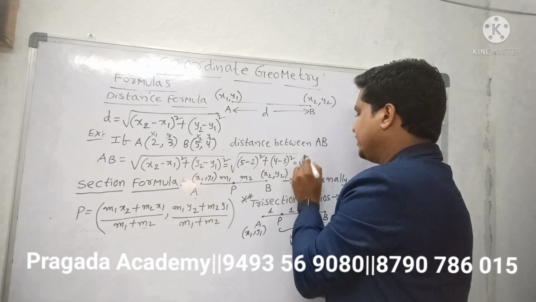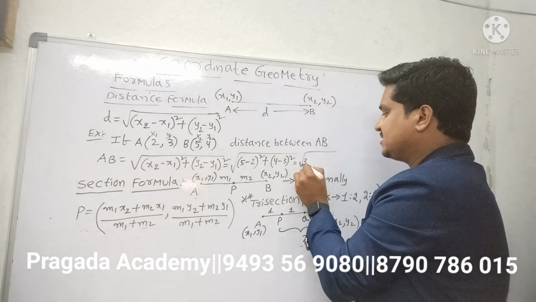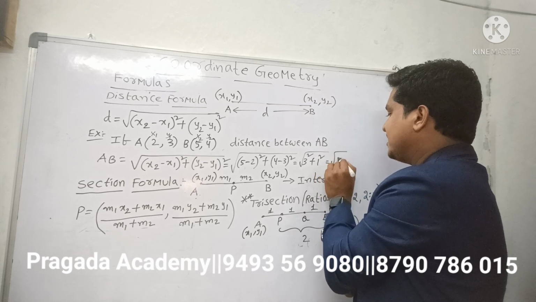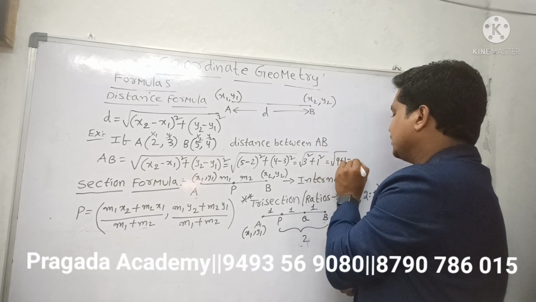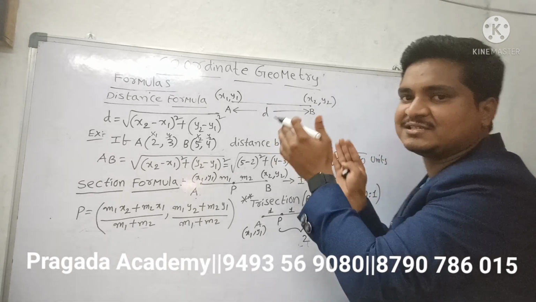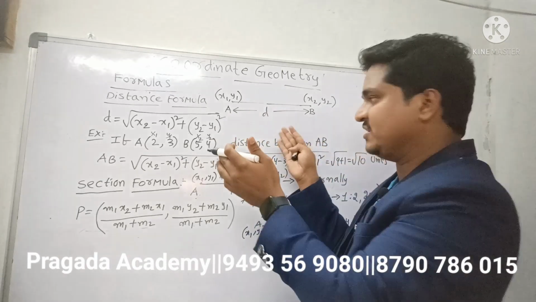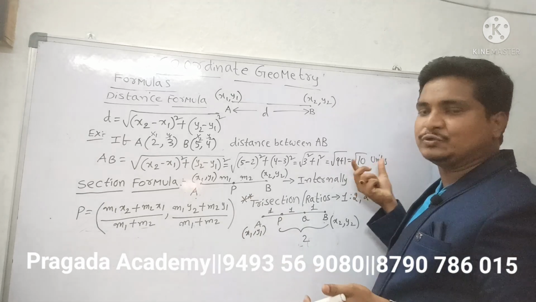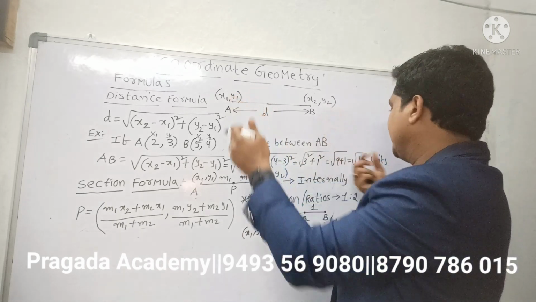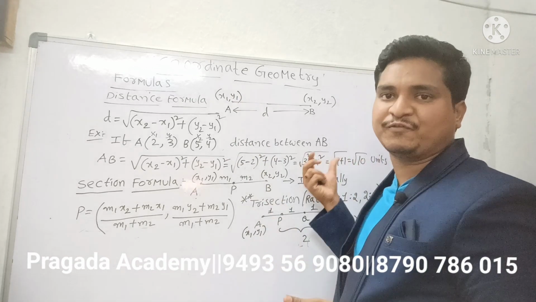So you get (5 minus 2) 3 square plus (4 minus 3) 1 square. 3 square means 9, 9 plus 1 square means 1. So root 10 units. The distance could be in centimeters or meters, but they are not mentioned, so you can write units. Root 10 units will be the answer. Nothing but the distance between AB will be root 10, nearly 3.125 like that.